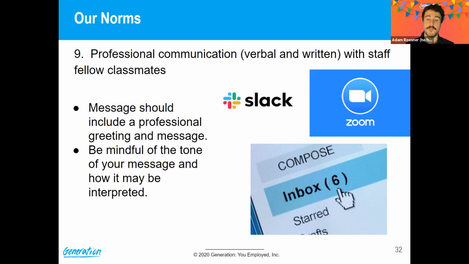Okay, so be mindful of the tone of your message. It means think to yourself, is there a chance that this gets interpreted negatively in a way that reflects poorly on me? And if there is a chance, either rewrite the message or just don't send it.